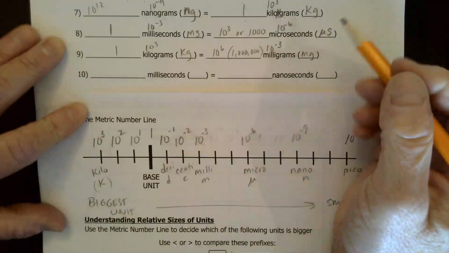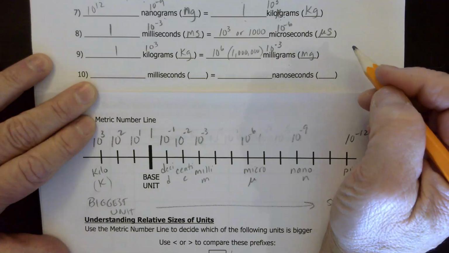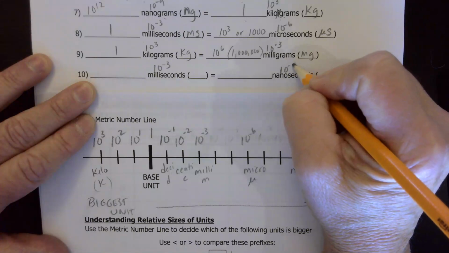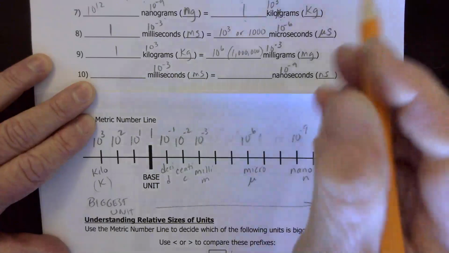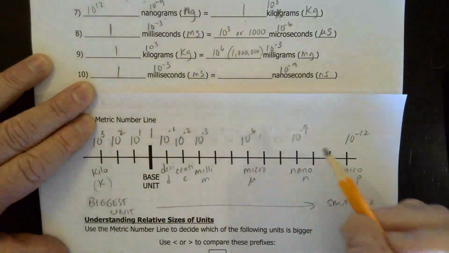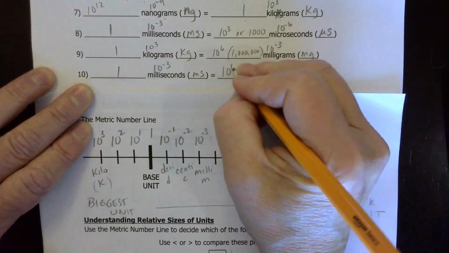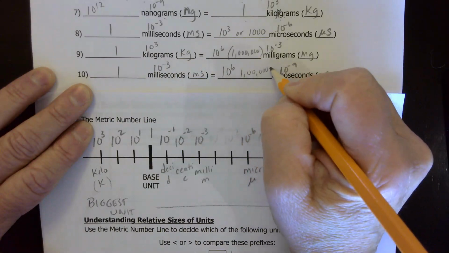And our last equality that we're going to work out here today is milliseconds versus nanoseconds. Milliseconds is 10 to the minus third, nanoseconds is 10 to the minus ninth. That's ms and ns. Milliseconds is bigger, so we're going to say in 1 millisecond, there are 10 to the 6th nanoseconds. Again, that is 1 million.